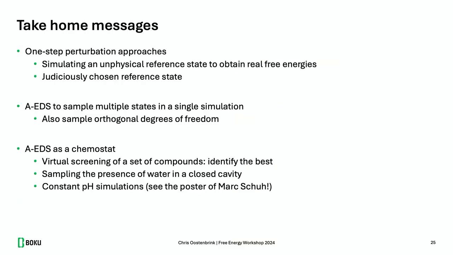All right, let me just try to wrap that up. I tried to give you some examples about one-step perturbation approaches where we're simulating an unphysical reference state to obtain real free energies. You need to choose your reference state carefully, and using AEDS allows you to do many things like that. And what I'm very excited about is that we can sample also multiple states in a single simulation. We can sample orthogonal degrees of freedom, and we can use it in a sort of grand canonical way as a chemostat, so that we can do a virtual screening to identify at least the best binder, which is very often what we would like to know.